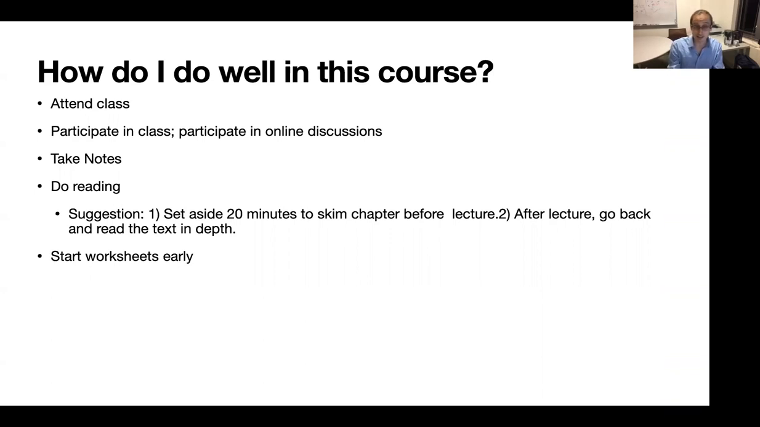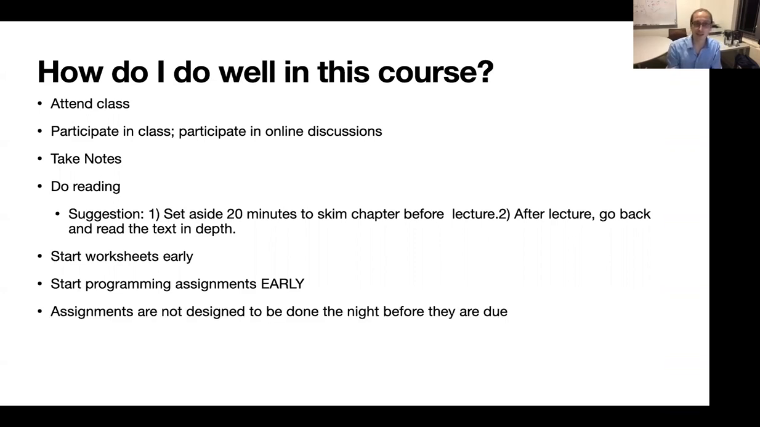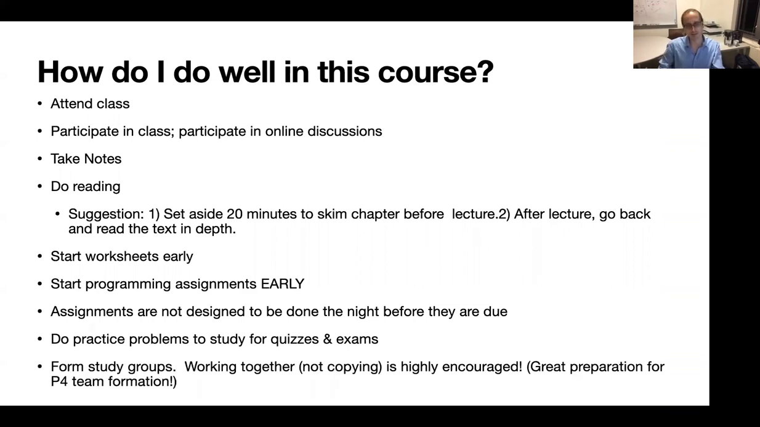Start the worksheets early, and start the programming especially early. Do start everything early. Do not leave everything to the last minute. Again, you have only 7 late days that you can use throughout, and we're not going to give any additional ones, so make sure you do not use those early on. Do practice problems, and study for all the quizzes and exams.